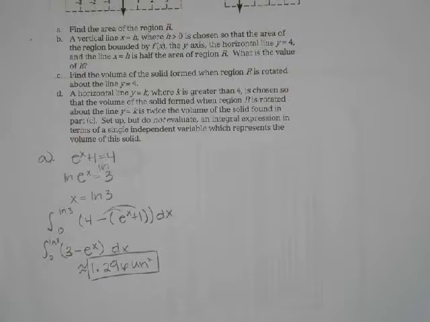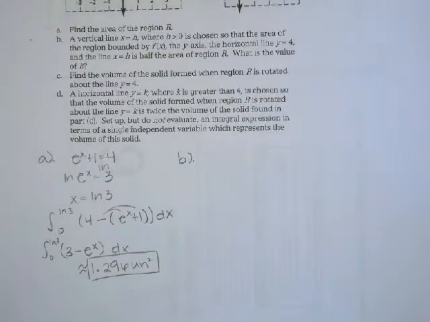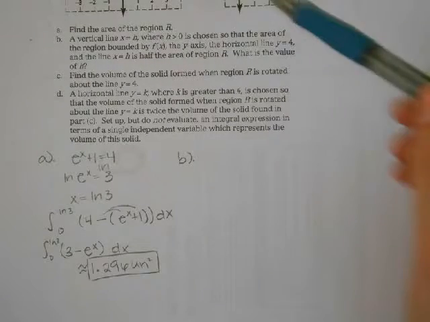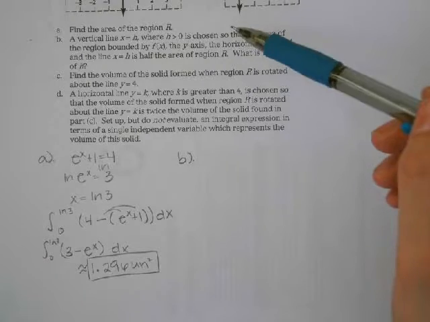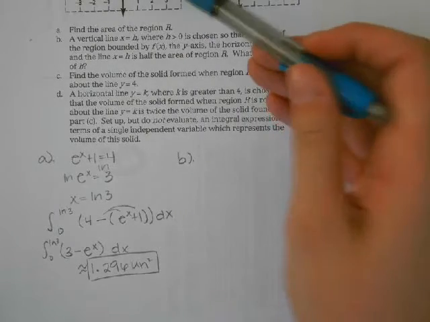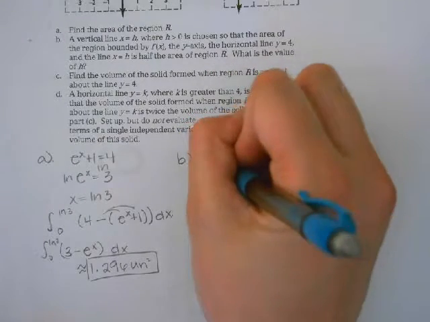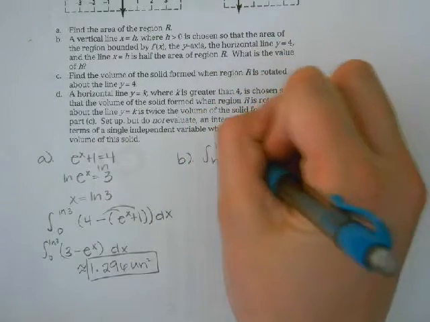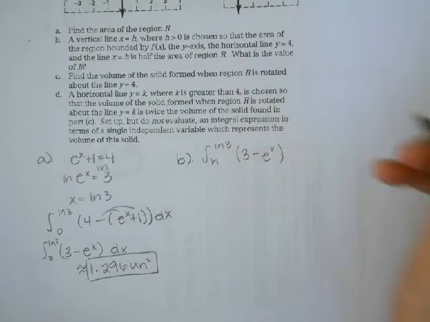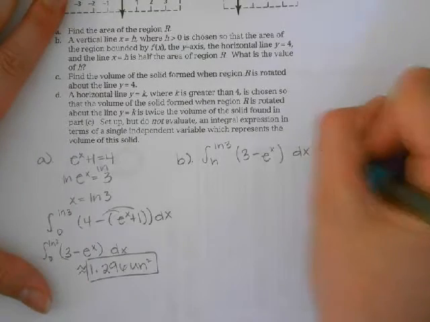All right, part B. This one says we've got a vertical line, x equals h, where h is chosen so that the area of the region bounded by the same stuff is half of the area of this region. So we're doing a very similar integral. We're saying from h to ln 3 of 3 minus e to the x dx. And we know that it's going to end up equaling half of what this equaled. So I'm going to say equals this decimal divided by 2.